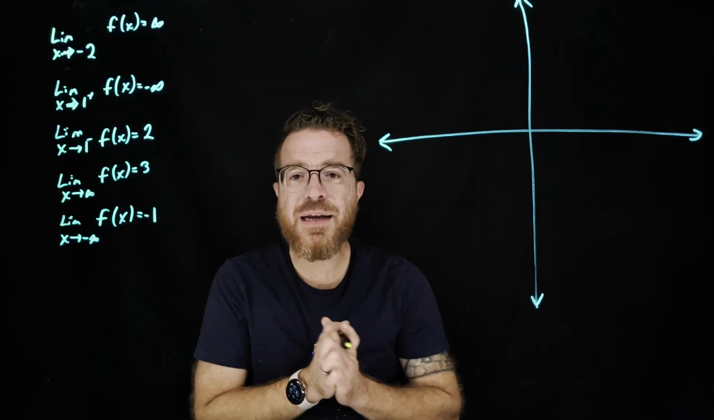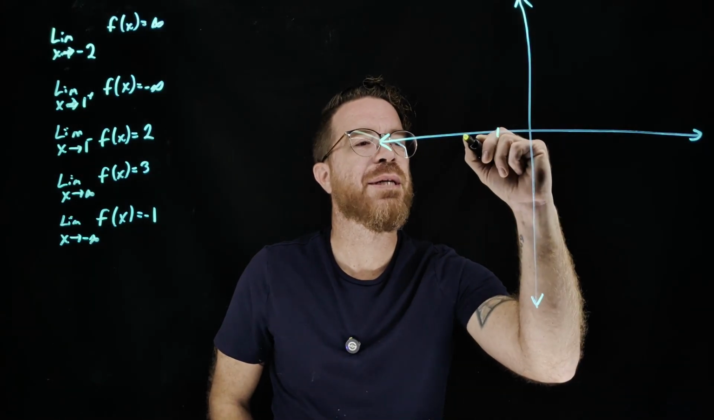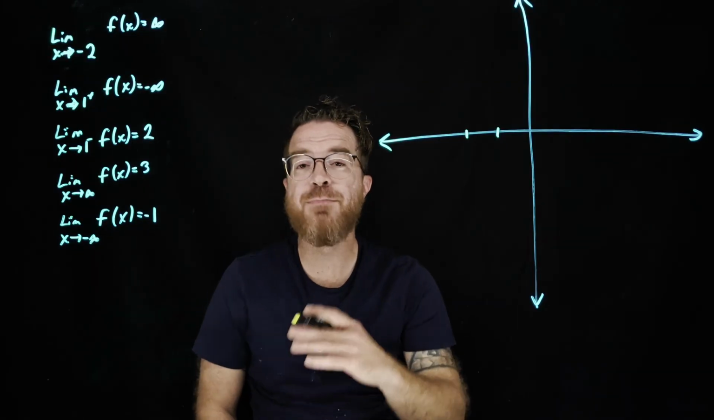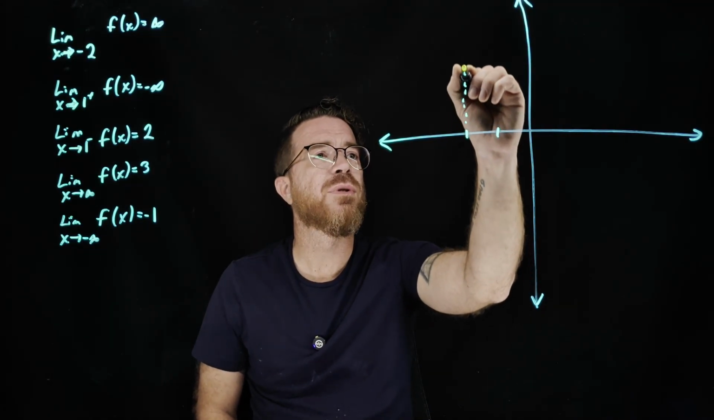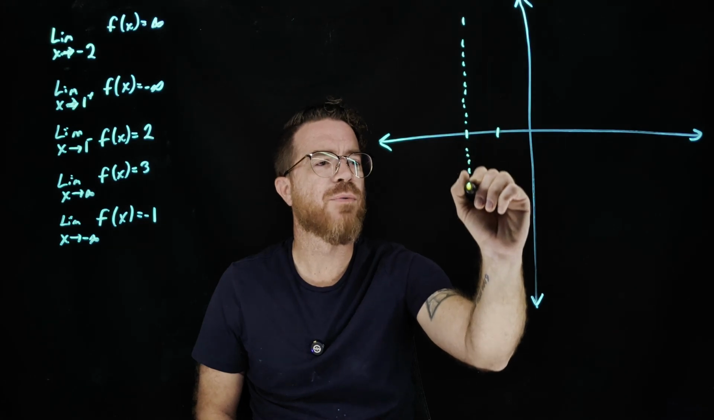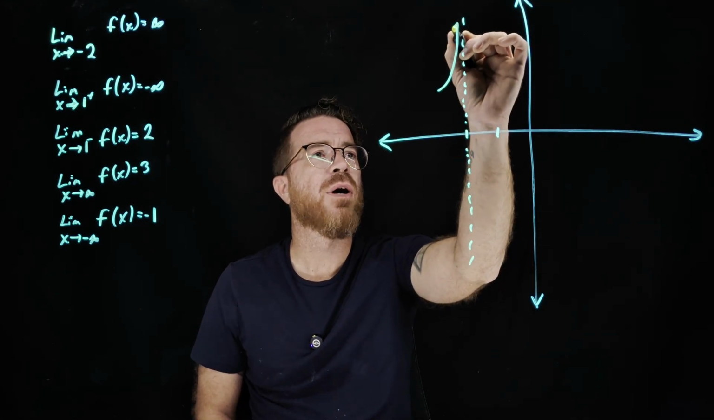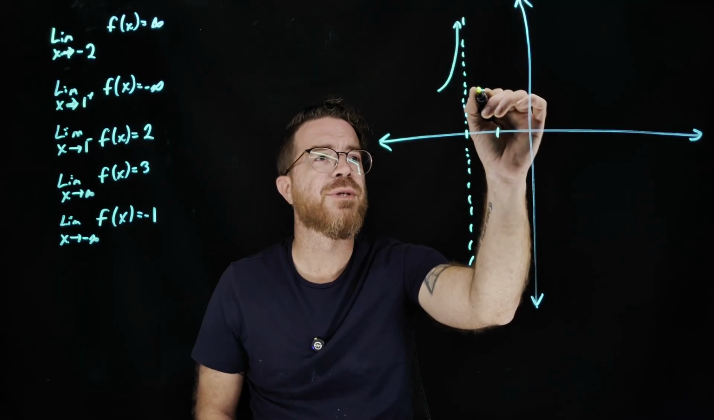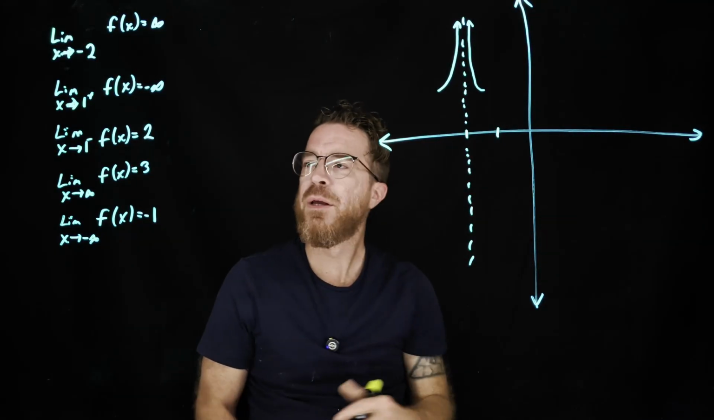Now notice this is not a left or a right-hand limit, meaning that if I look at what the limit is as I approach -2, this is both from the left and from the right. I have what looks like a vertical asymptote right here, and as I approach this limit from the left, I'm going off to infinity. As I approach this limit from the right, I'm going off to positive infinity.